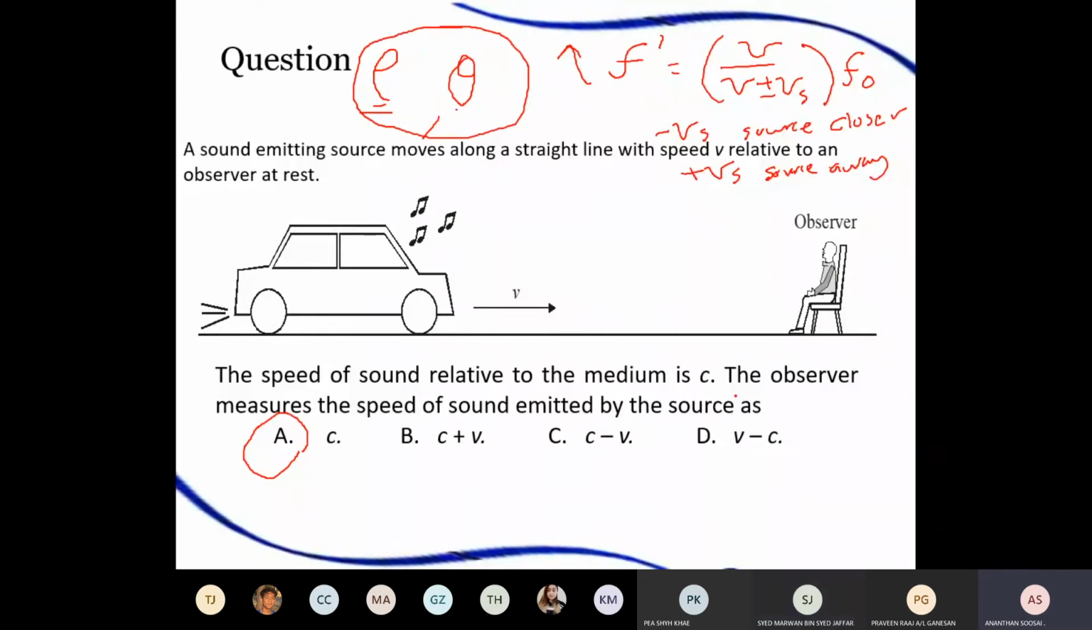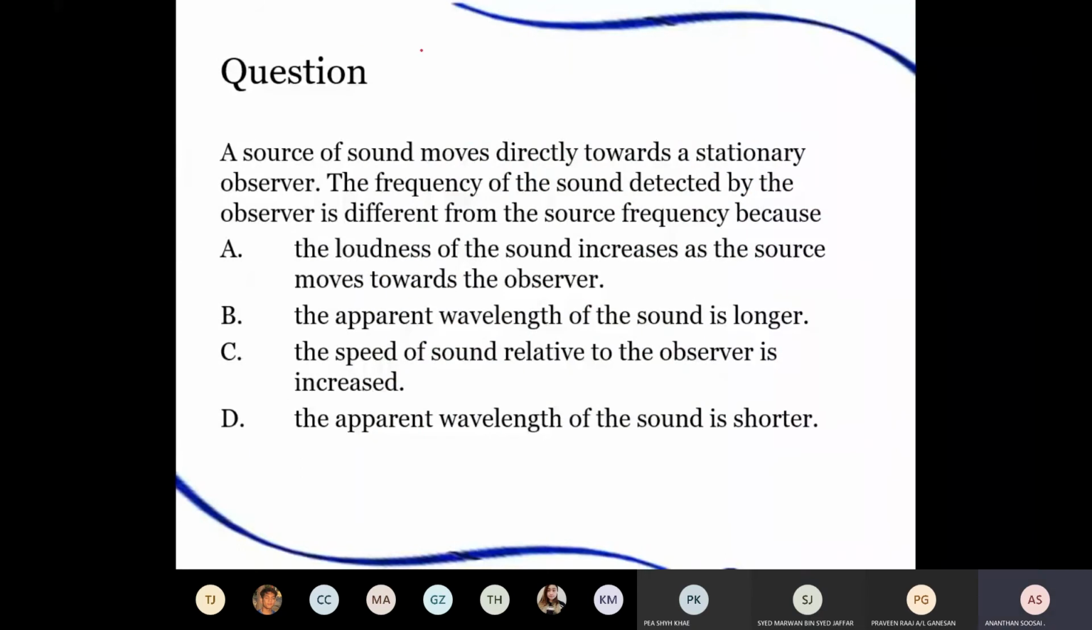Okay, so that's the point of this question. Speed of sound is unaffected by the movement of the car. The speed of sound can only be changed if you have a density change or a temperature change. So it should be A. Okay, next. What's the answer for this?